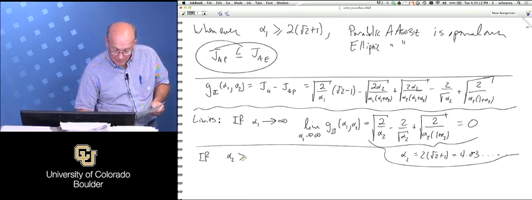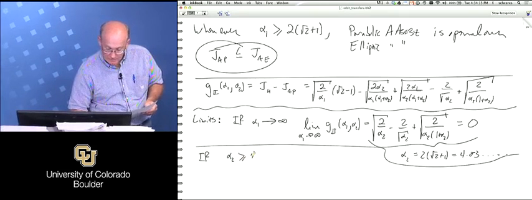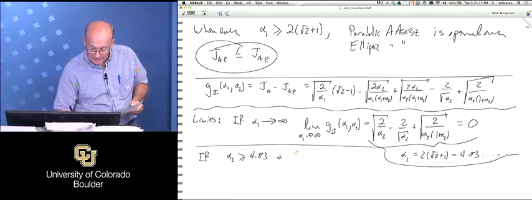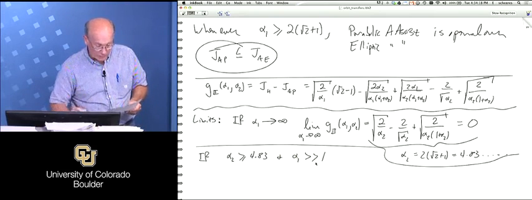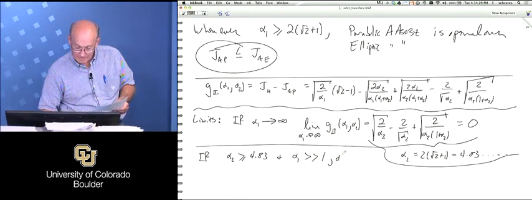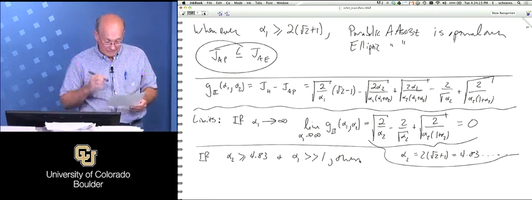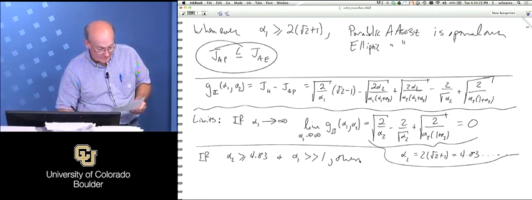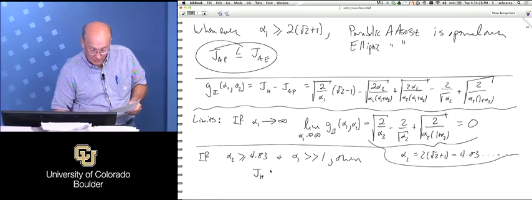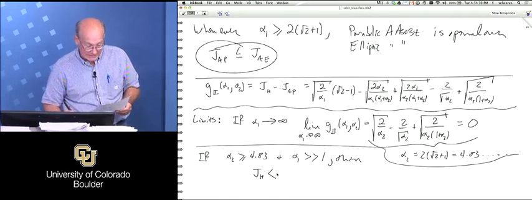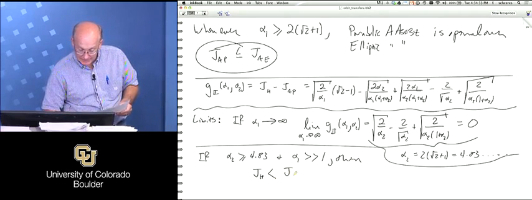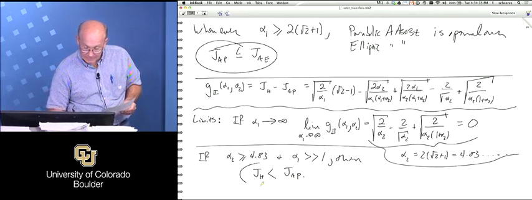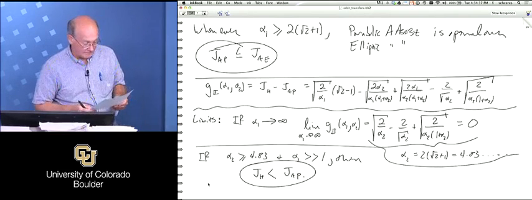If alpha 2 is greater than or equal to 4.83 and alpha 1 is extremely large, then the hyperbolic or the Hohmann transfer cost is actually less than this parabolic cost.